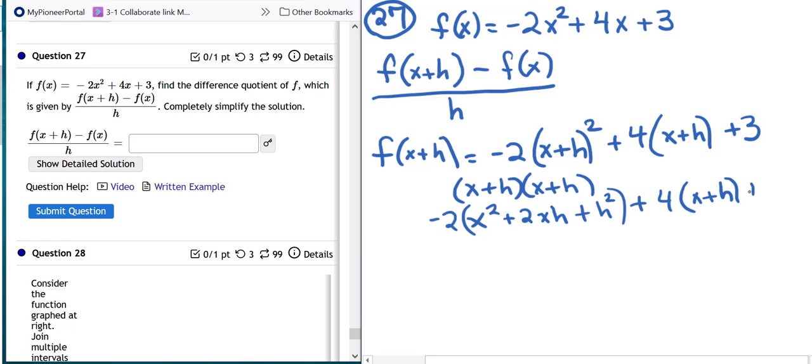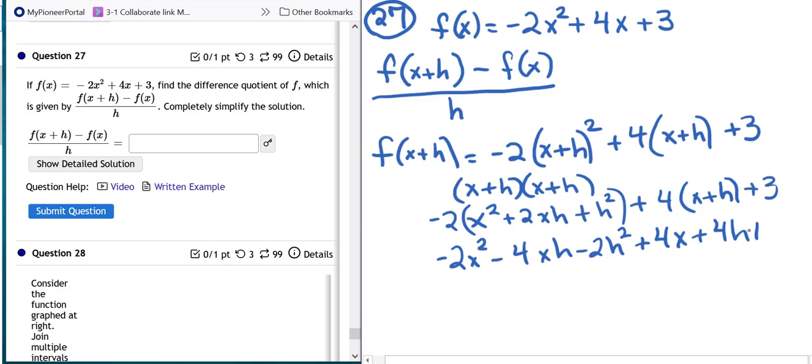This is really testing your algebra skills, right? Distribute your negative 2. So I have negative 2x squared minus 4xh minus 2h squared. We're going to distribute the 4, plus 4x plus 4h plus 3. Right. This is f of x plus h. We're going to subtract f of x. So we'll distribute a minus to each of those.